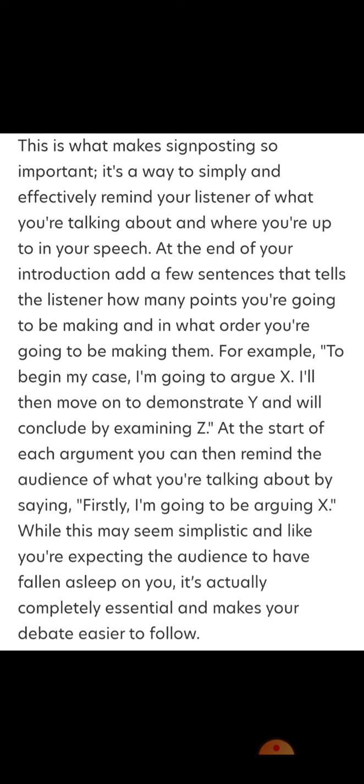So, at the start of each argument, you can then remind the audience of what you are talking about. First, I'm going to argue X, then tell about X. Then I'm going to argue about Y, then describe Y, and then similarly Z.